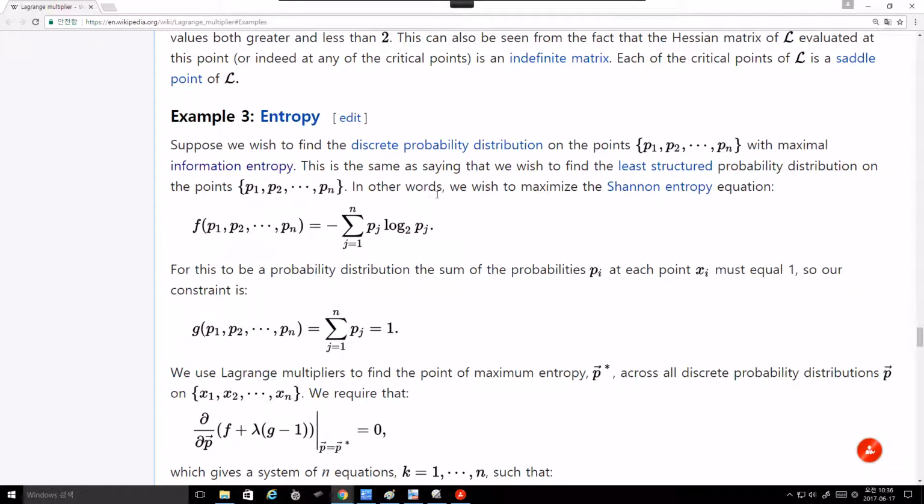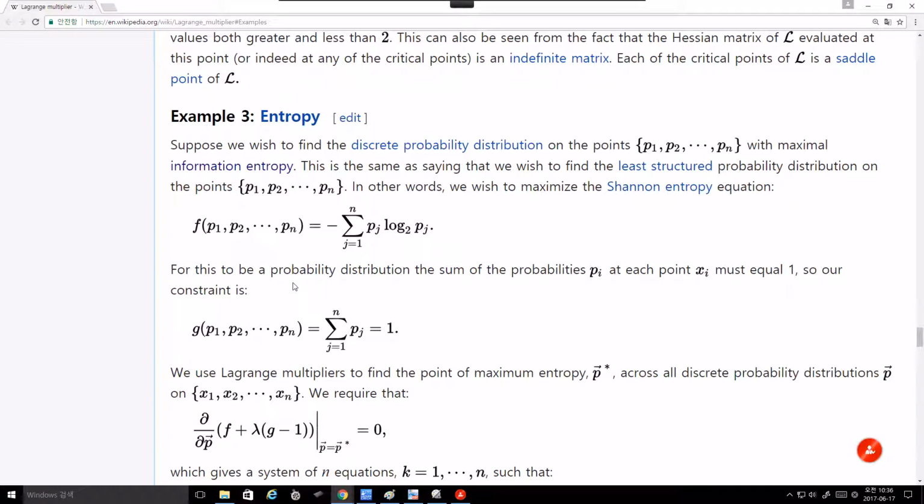In other words, we wish to maximize the Shannon entropy equation. You don't have to know that. Anyway, our goal is to find the set of p, all probabilities, such that we maximize this one. Maximizing this is identical to minimizing this part, so we want to maximize the minus of this one.